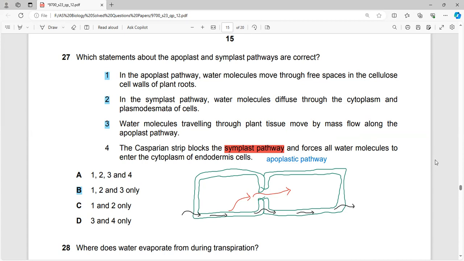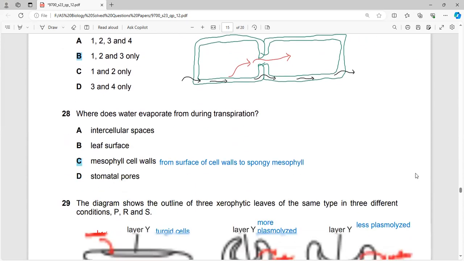What about the Casparian strip blocks the symplastic pathway and forces all water to move through the cytoplasm of the endodermis? The Casparian strip is basically blocking the apoplastic pathway, not the symplastic pathway. So that's why the water changes its path from the apoplastic pathway to the symplastic pathway. So that's why this is a wrong option. Our correct option is B, which contains 1, 2, and 3. So here we're going to proceed to the next question.